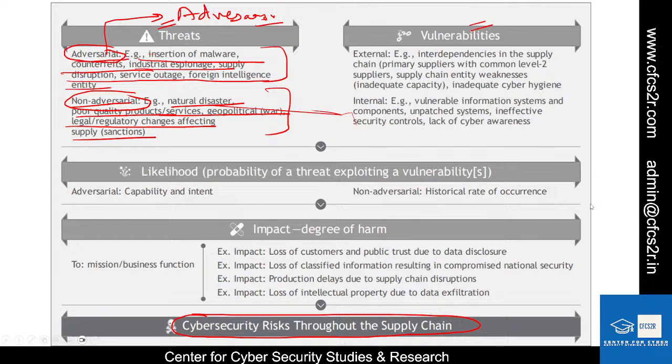The second risk, which is throughout the supply chain risk management, is vulnerabilities. Vulnerabilities can be external, vulnerabilities can be internal. As we have classified the threats in two points, adversarial and non-adversarial, we again classify the vulnerabilities in two important points, that is external and internal. Whenever we talk about external vulnerabilities, it means interdependencies in the supply chain.